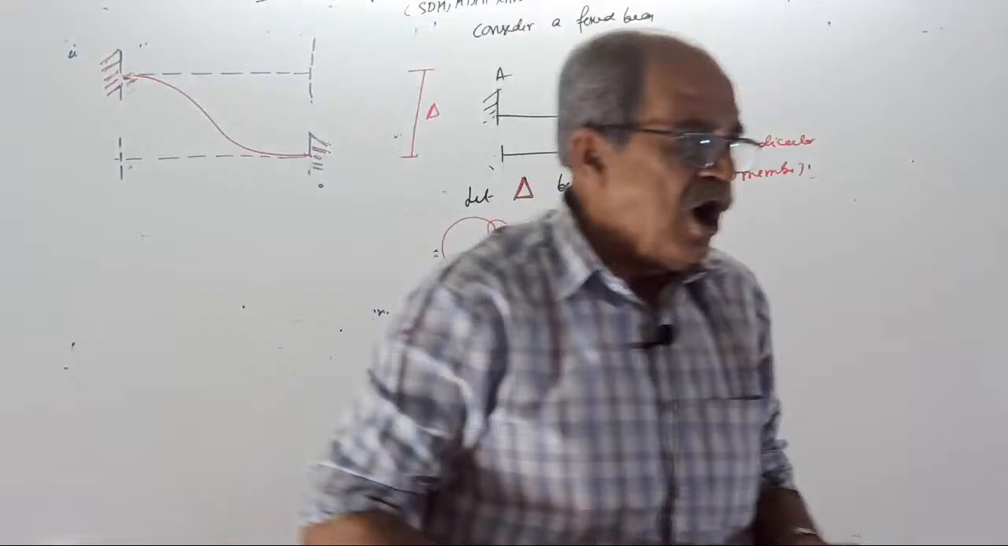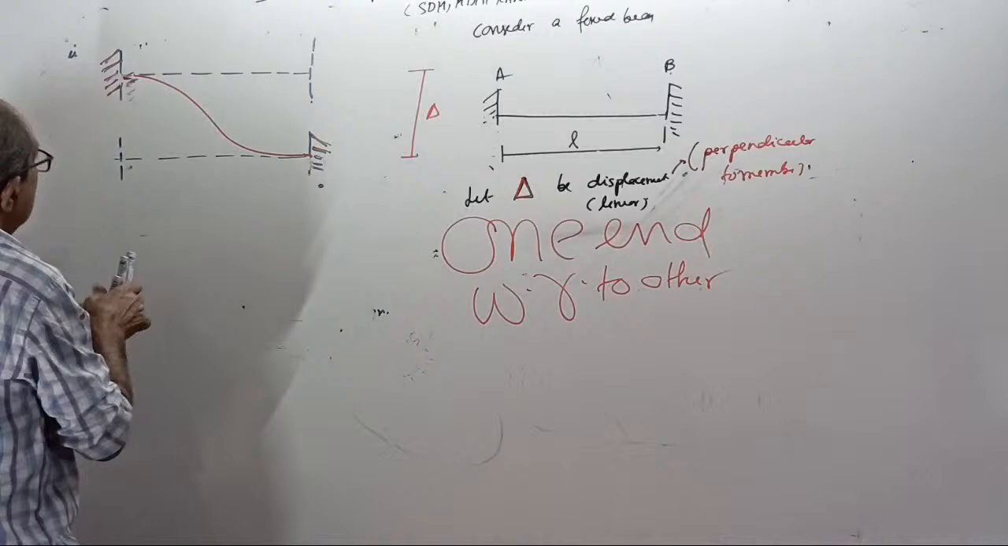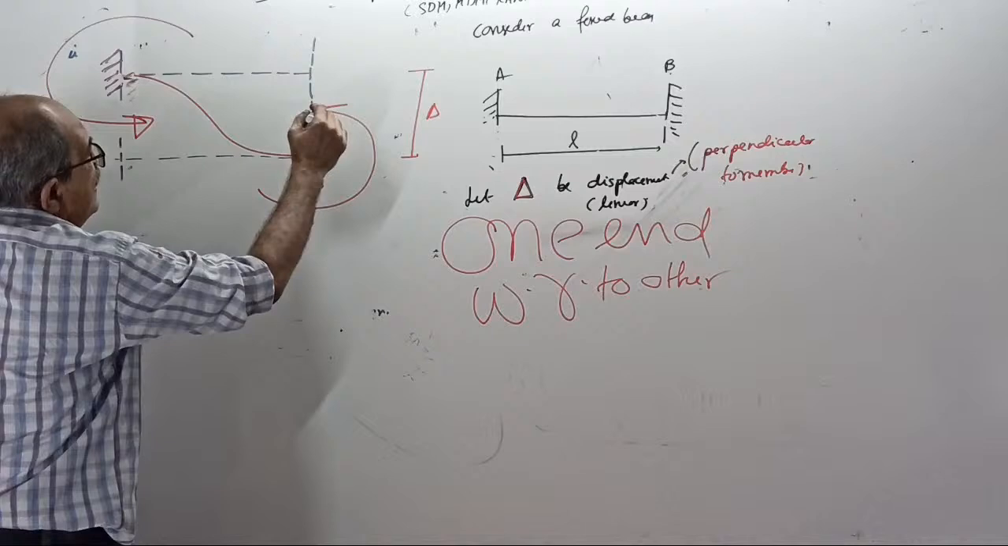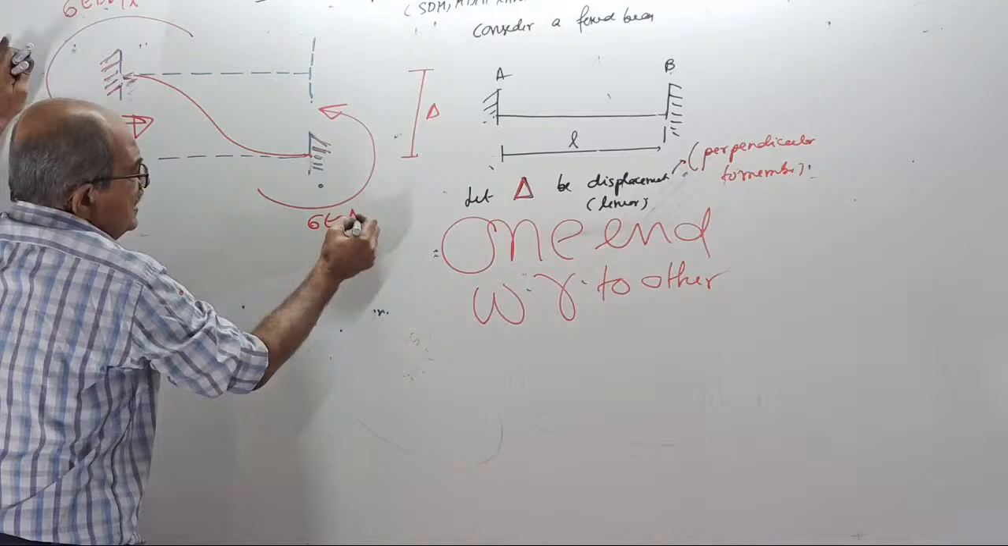First remember, make a note: both FPMs are in the same direction, and both FPMs are equal to 6 EI delta by L square. You have to remember the formula, 6 EI delta by L square. This is one of the cases.